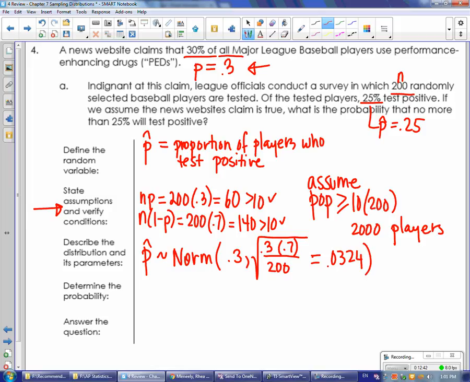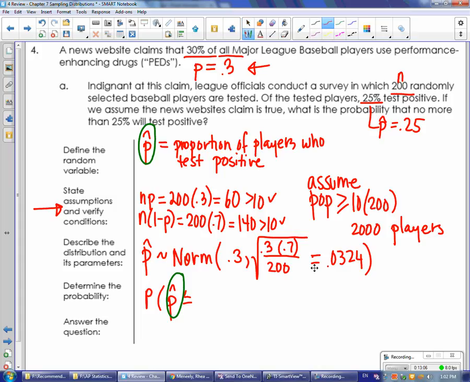Okay. Now I've stated my distribution. Now I want to determine the probability. So what is the probability that no more than 25% will test positive? Well, no more than would be less than or equal to. And again, I want to make sure that the variable that I use in my probability statement matches the variable that I defined. So these two things should be the same variable.